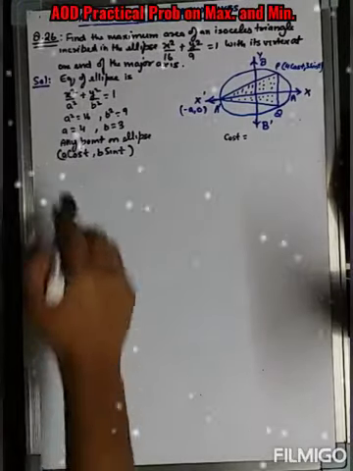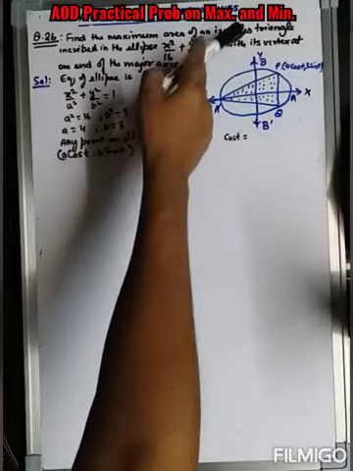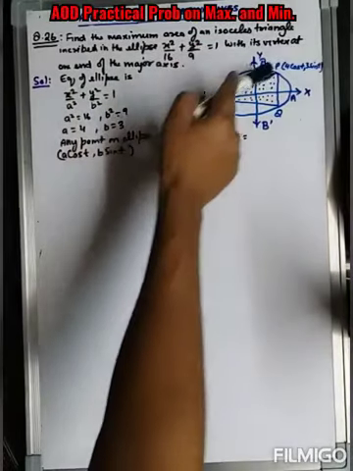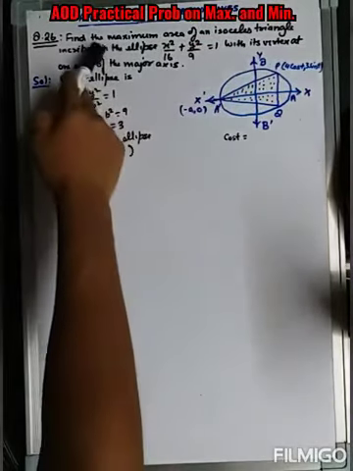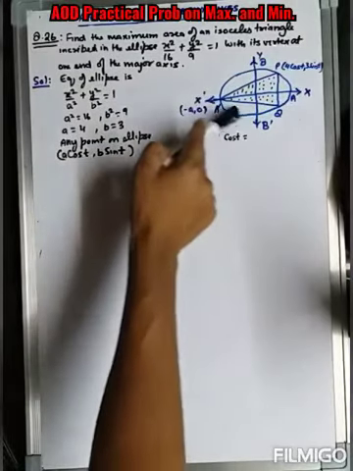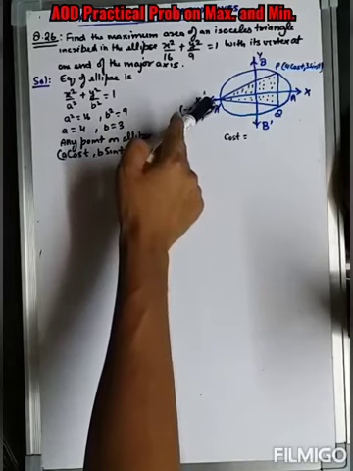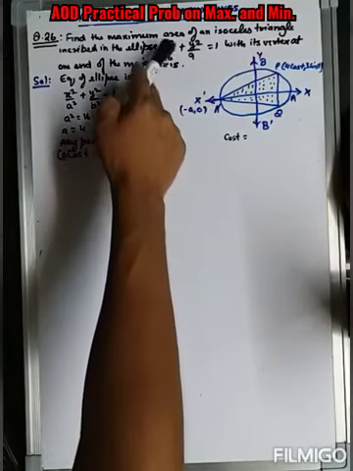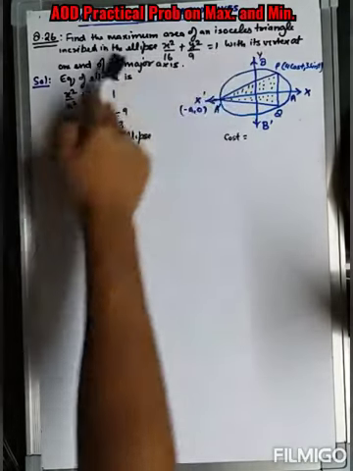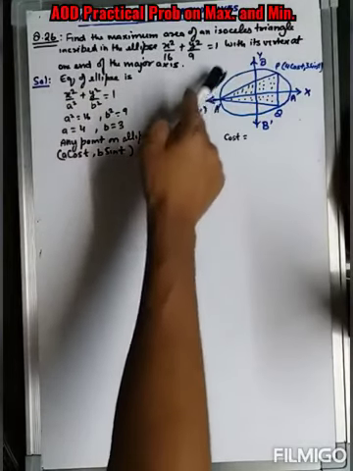Now see the next question. Find the maximum area of an isosceles triangle. This is an isosceles triangle inscribed in an ellipse. This is the ellipse, and the triangle is inscribed in it. The ellipse equation is given, with the triangle's vertex at the end of the major axis.